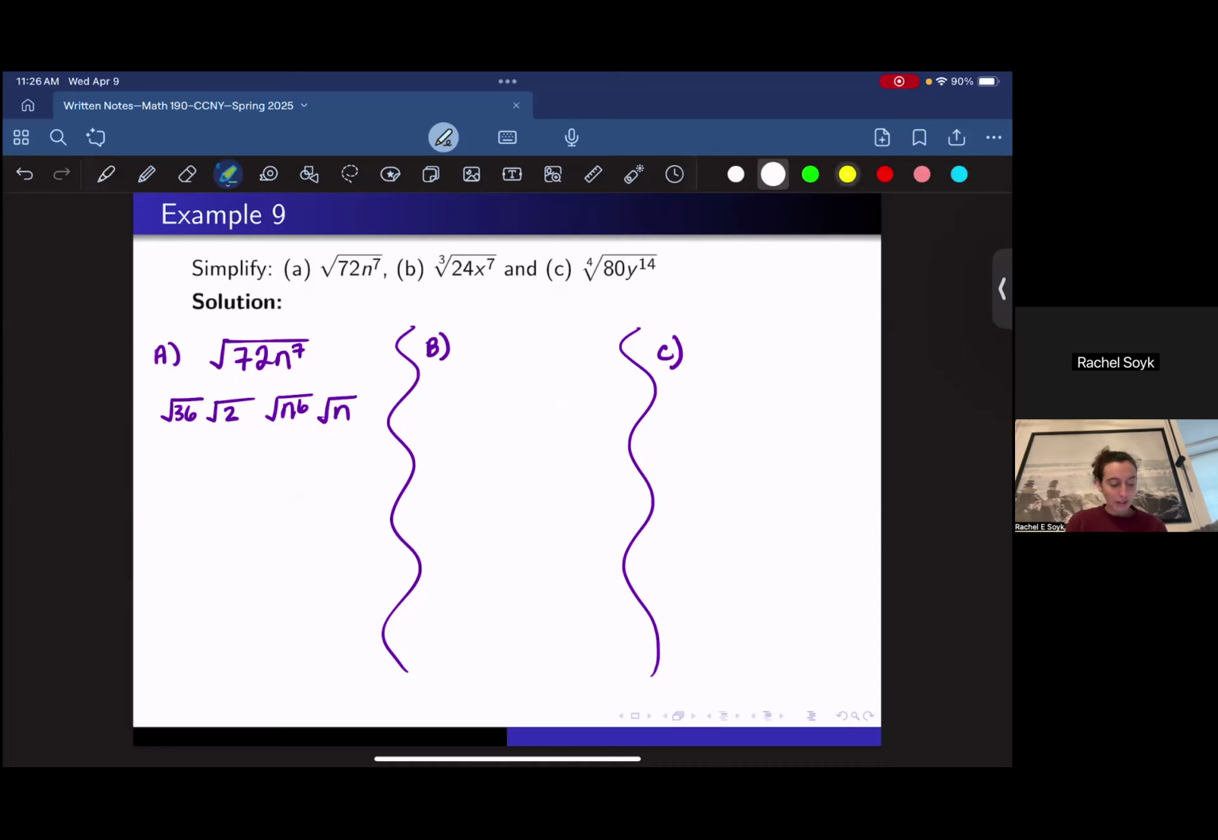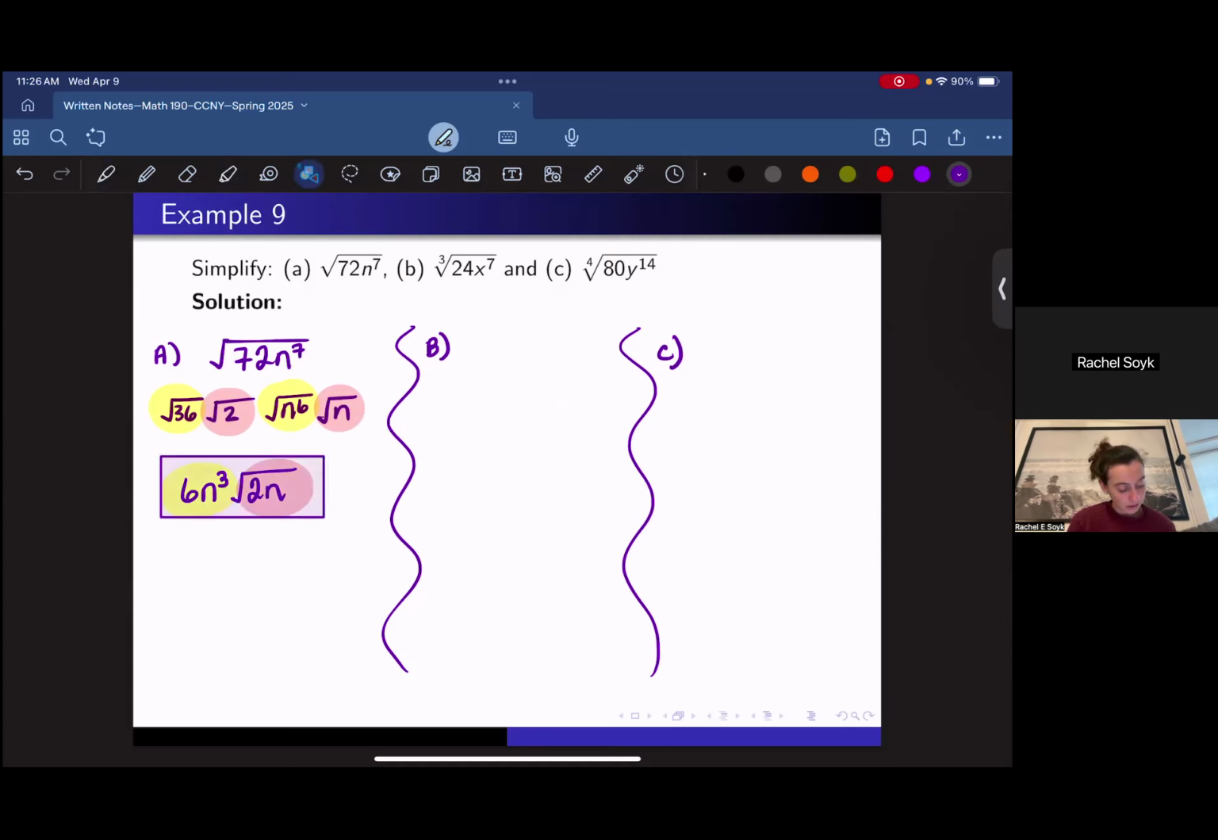And so we can simplify that square root of 36 and that square root of n to the 6th quite efficiently. And the square root of 2 cannot be simplified more, and neither can that square root of n. So we end up with square root of 36 is 6. Square root of n to the 6th is n to the 3rd. And then we have times the square root of 2n, since that cannot be simplified further. And we're done.